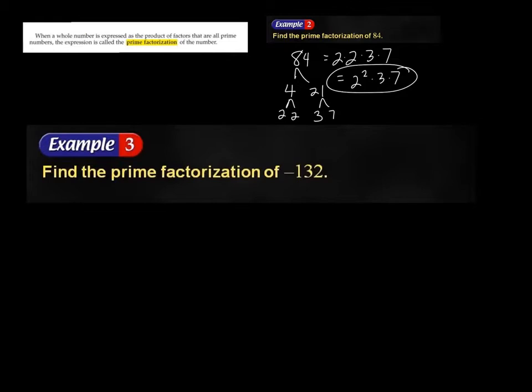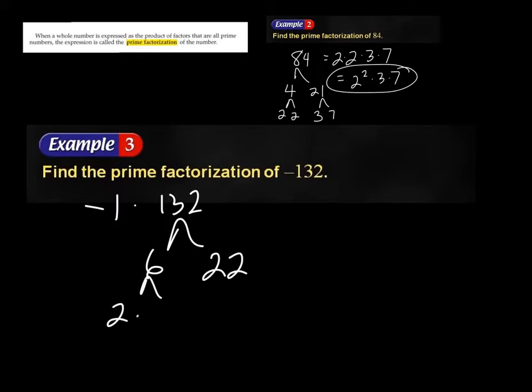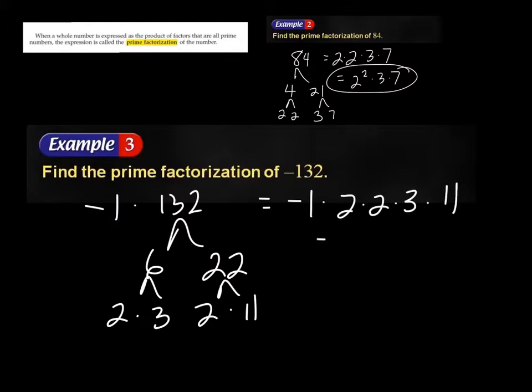This is something new to algebra. We can do the same thing with negatives. Well, golly gee, negative 1 times 132 is negative 132. And then guess what? We can do the exact same thing we did before. I'm going to use 6 and 22. Then 6 is 2 times 3, and 22 is 2 times 11. So we could write that as negative 1 times 2 times 2 times 3 times 11, which is a little nicer in exponential form: negative 1 times 2 squared times 3 times 11.